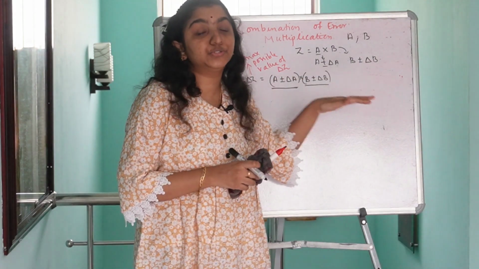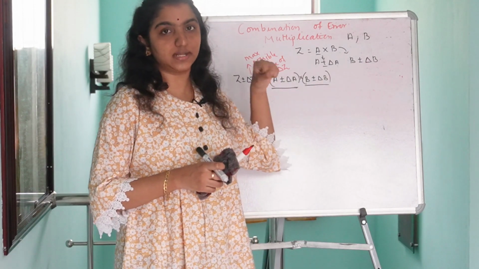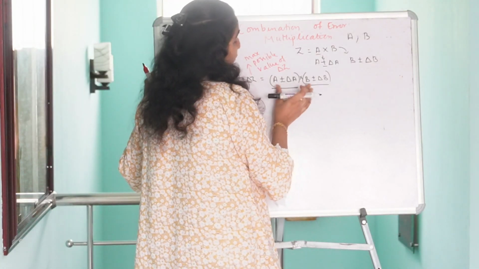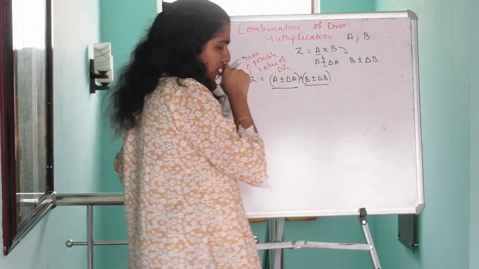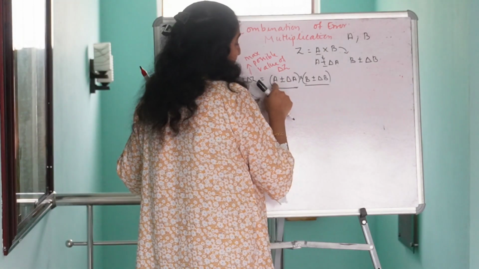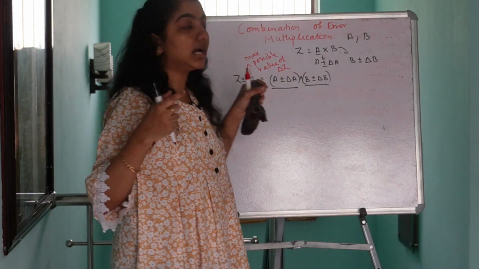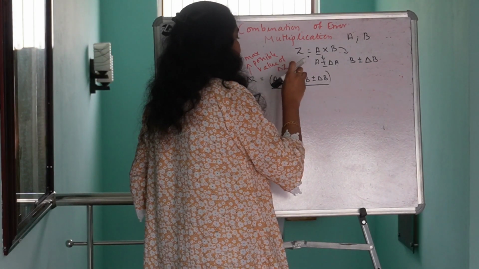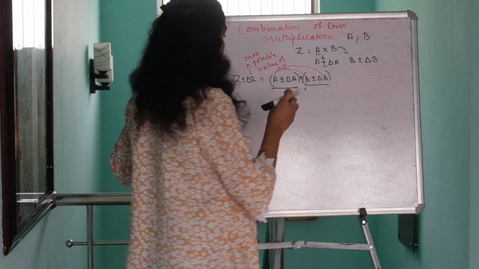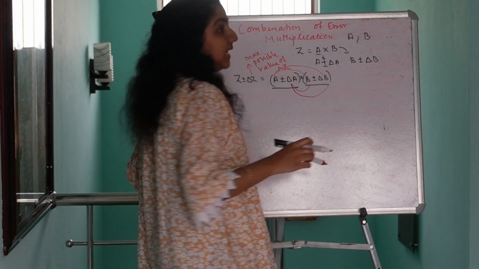Now we are going to open these two brackets. How do we open the brackets when the terms are being multiplied? It's very easy. We have to multiply each and every term in one bracket with each and every term in the other bracket, like this. This A should be multiplied with B, and this A should be multiplied with del B also. And this del A should be multiplied with B, and this del A should be multiplied with del B also.